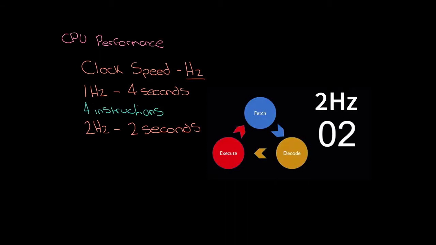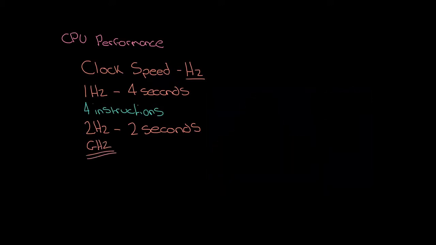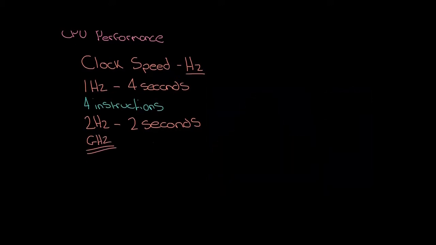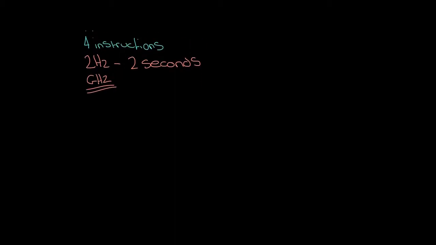And so modern processors now are measured in gigahertz. So you're talking about billions of cycles a second. And that can be sometimes across multiple cores, which is what we're going to talk about next.